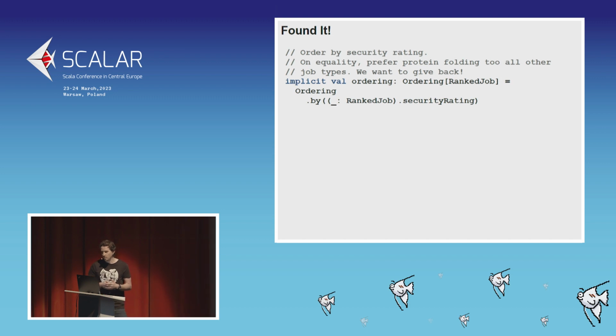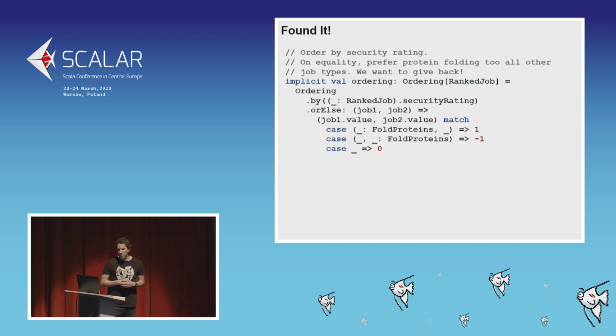And so I'll go quickly because I'm pretty much done. We start by ordering by security rating, and if it's equal, as a tiebreaker, we prefer folding proteins. So if the first argument is folding proteins, that wins. If the second argument is folding proteins, that wins as well. Can anyone see the bug here? What's the issue with this ordering instance? Okay, so if both arguments are fold proteins, we get the first case and get a 1. But if we now flip the arguments, we still get 1 because fold proteins is still the first argument.